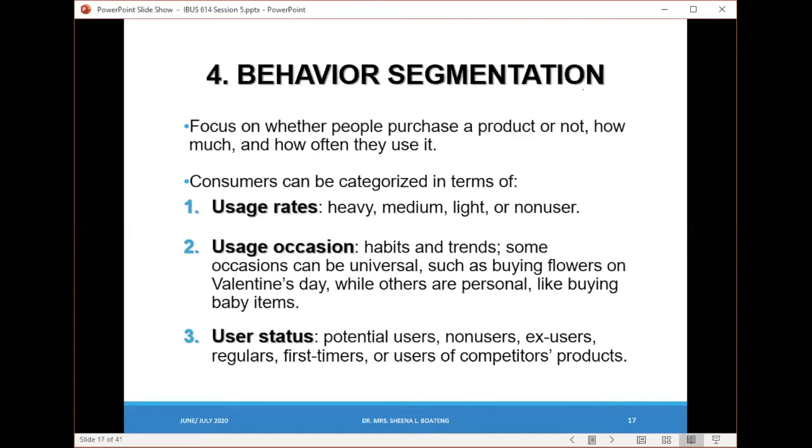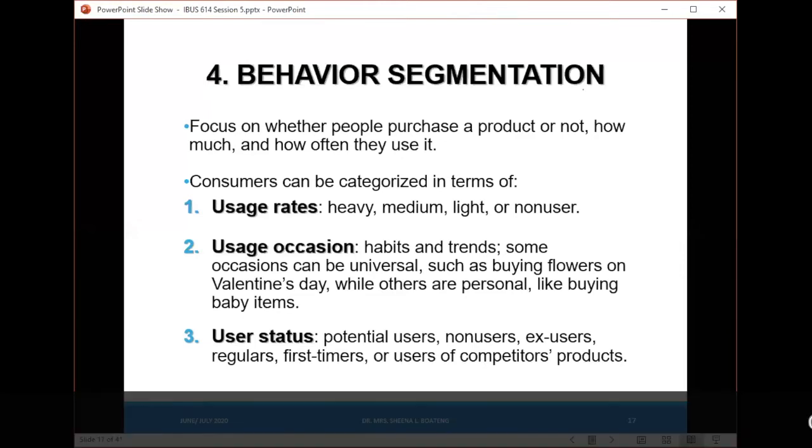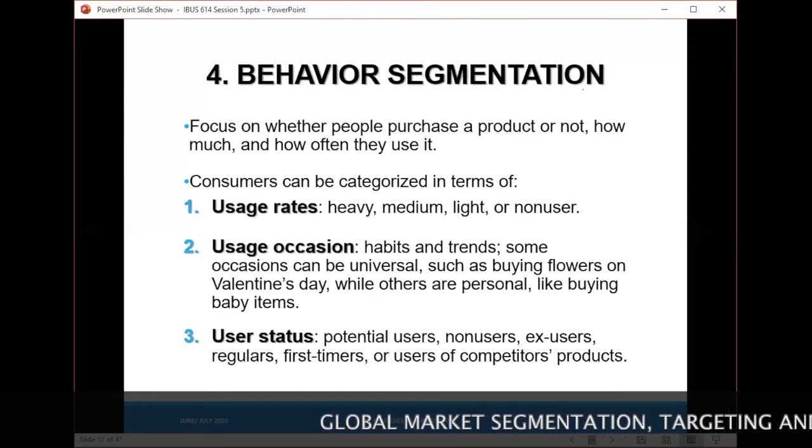So that's it for usage occasion. Thank you for that question. And for user status, like I was saying, companies now have software that they can use to tell them all these things. If the software does not even have the ability to tell them who their potential users are, at least it can tell them who their ex-users are, who their regular users are, their first-timers are. So they can tell when the attrition rate is going higher or lower, or when they have to do more to keep certain customers to stay with them.